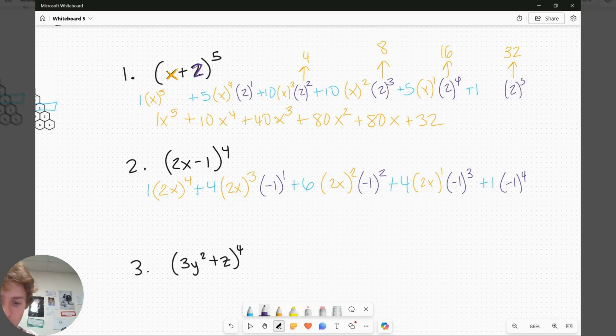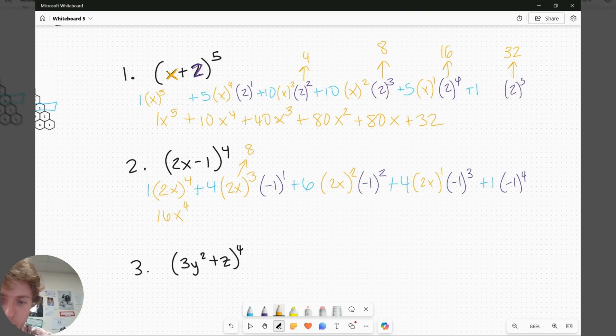Let's start to simplify. 1 times 2x to the fourth. Well, x to the fourth stays. 2 to the fourth, that's in the parentheses, so it's also getting raised to that exponent. 2 to the fourth is 16. That was my fault. 16 times 1 is 16. Now 2 to the third is 8.